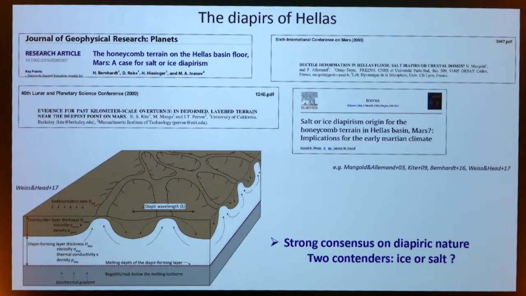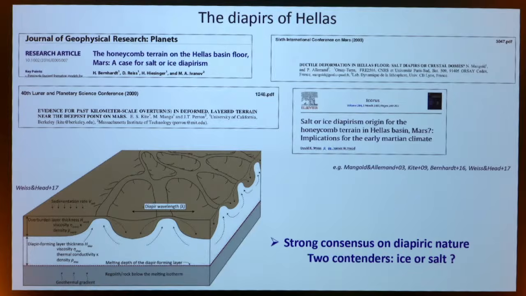And so these diapiric terrains of Hellas have been studied by a number of groups before us, and we're really basing our work on this excellent pile of literature, which explains with, I think, good certainty that these are indeed diapiric terrains. I'll refer in particular to the rather recent paper by Weiss and Jim, where they looked at the terrains and tried to model what this means in terms of the underlying terrain that is uplifted per the diapiric process. So there are basically two contenders.